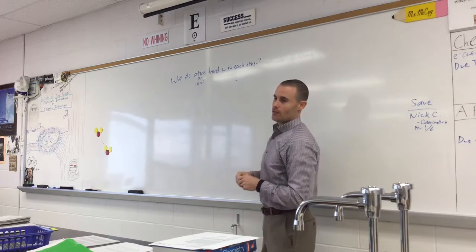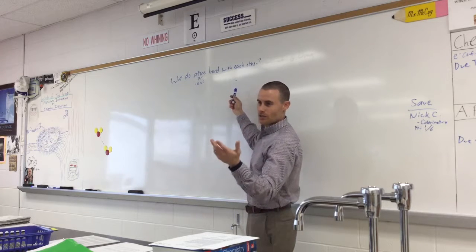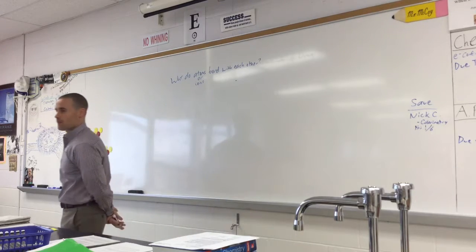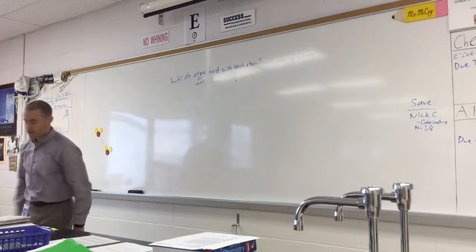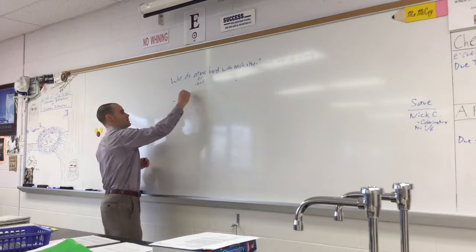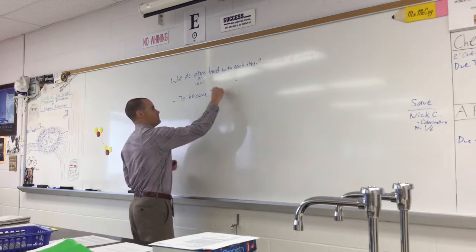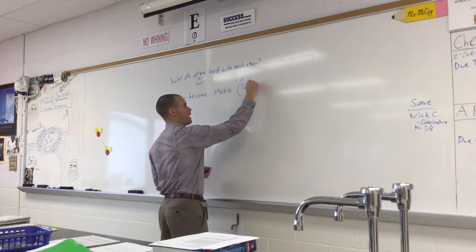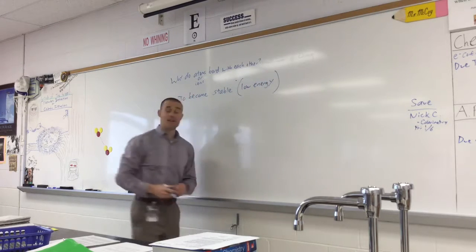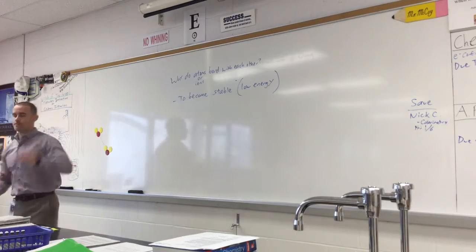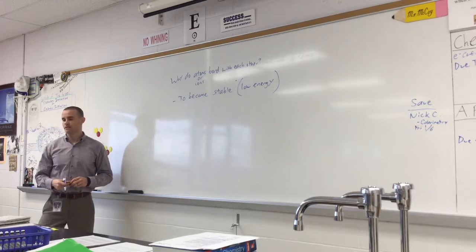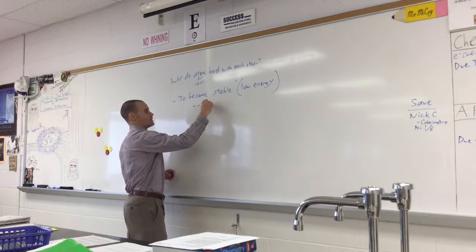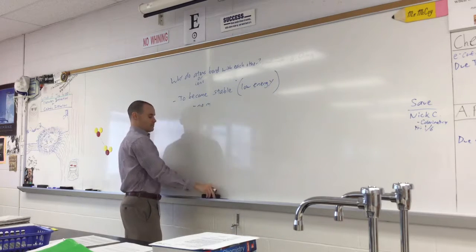Explain a little further. So you said they lose or gain electrons. Well, why? If you don't know, that's okay. To become stable. Very good. And in chemistry, to become stable means low energy, which means they don't react anymore. So once bonds are formed, that's it. There's no more bonds being formed. So to become stable, so low energy, that means no more reacting.